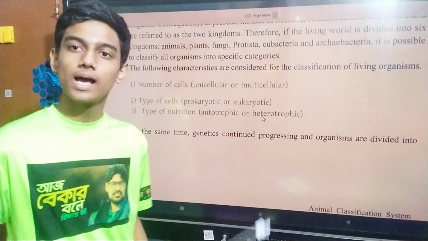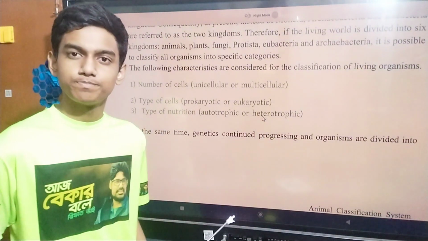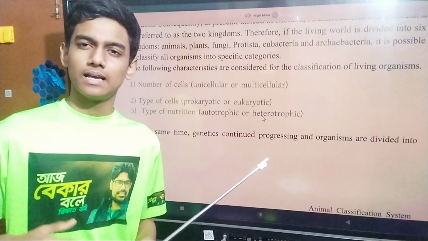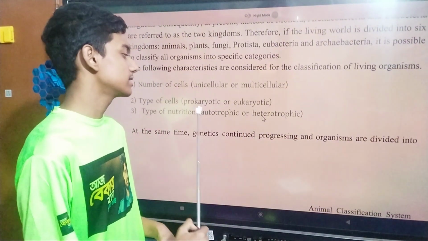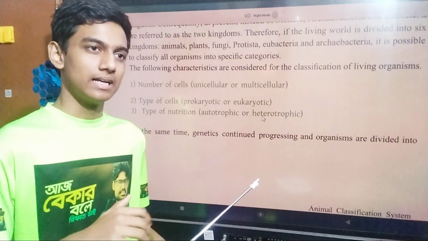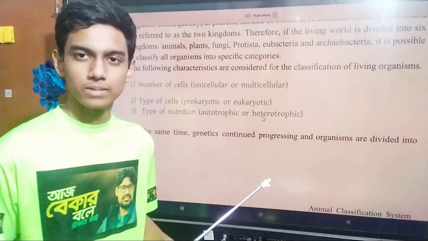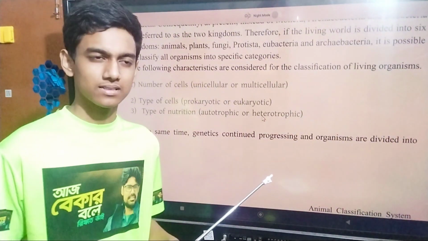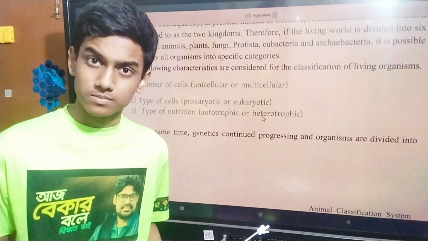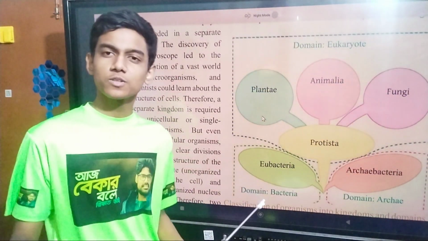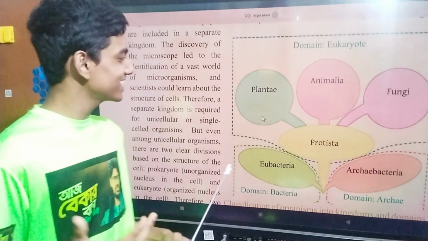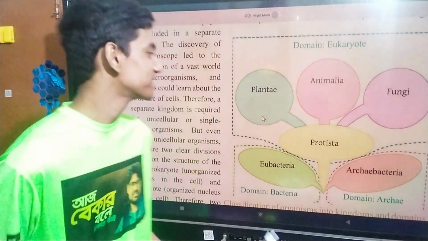The third one is types of nutrition. We also have to know whether an animal or species is autotrophic or heterotrophic. Autotrophic means this organism is independent. It is not dependent on any other organisms. And heterotrophic means it depends on other organisms. One example of autotrophic is plants, and one example of heterotrophic is us, humans.